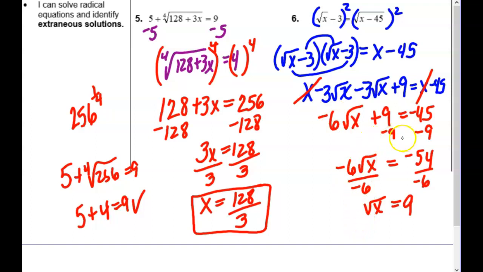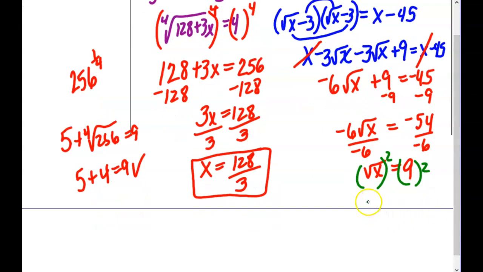Okay, let me explain what I did if anybody's lost. I saw there was still a radical, but I wanted to isolate that radical all over again. Does that make sense? So I subtracted 9, divided by negative 6. If it doesn't come out nice, I still can leave it as a fraction and then square both sides again. This one came out nice, but I got 81 this time.